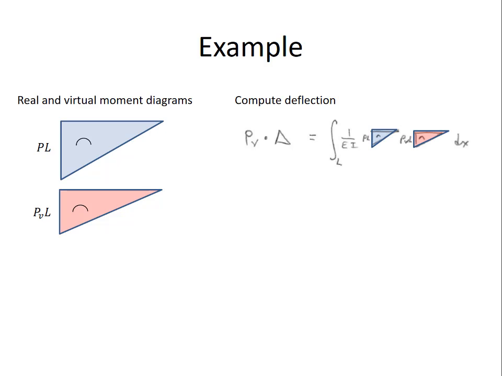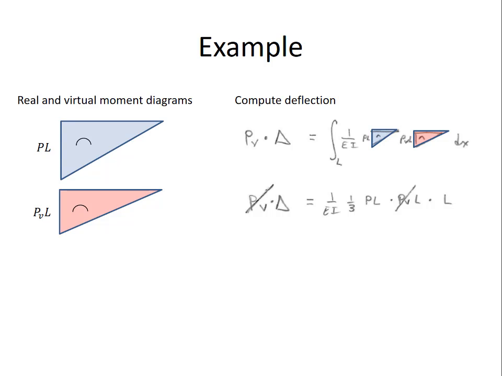On the left-hand side is the external virtual work. On the right-hand side is the internal strain energy, and I'm showing picture integrals. So I have the factor of 1 over EI. That first picture is my real moment. That second picture is my virtual moment. I'm going to be using my tables to integrate this.